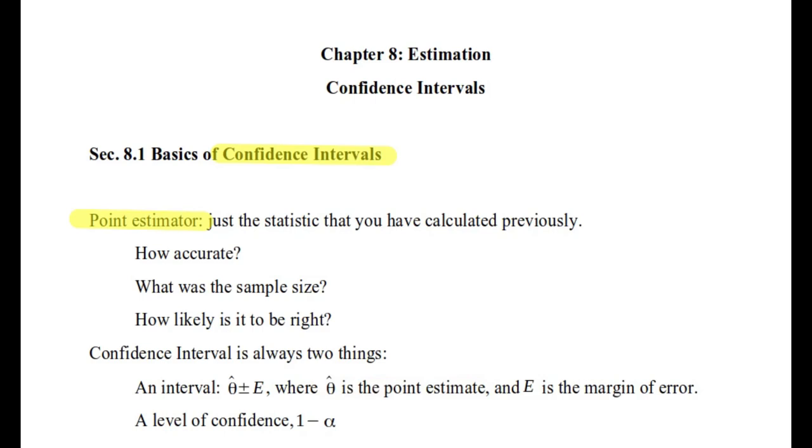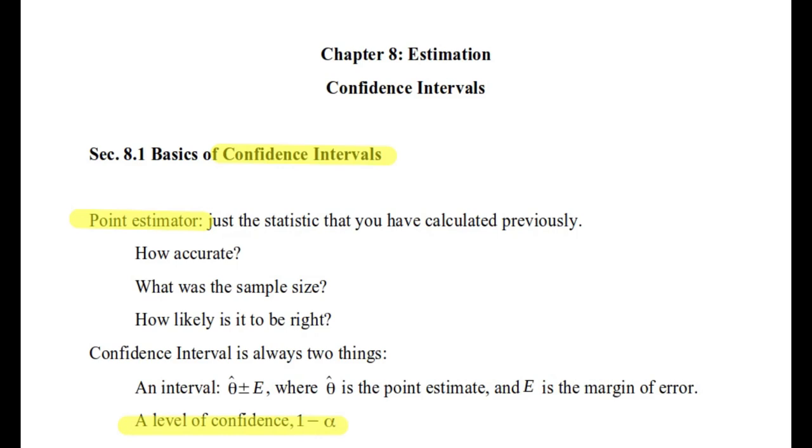There's also the thing that makes it into an interval, and that is the margin of error. The margin of error is denoted with an E, and so to make the interval, we add and subtract E. So here's our interval, the point estimate plus or minus that margin of error. Of course, plus takes you to the right of the point estimate, minus takes you to the left, making an interval. The level of confidence is constructed out of our alpha, our level of significance. The level of confidence is 1 minus alpha.